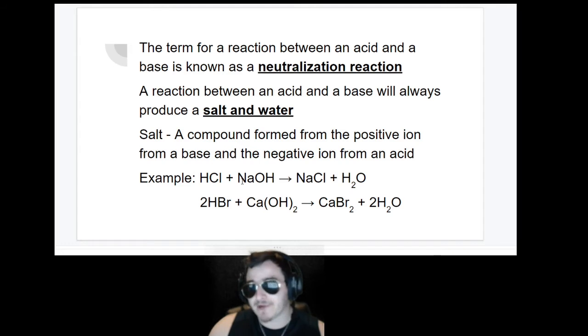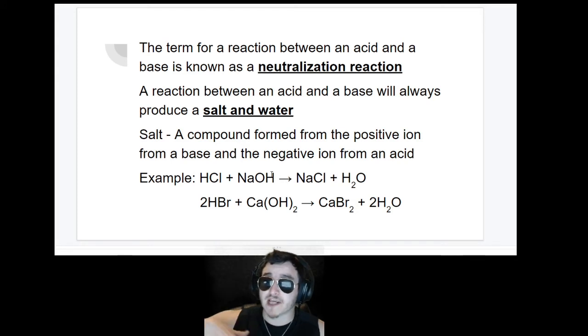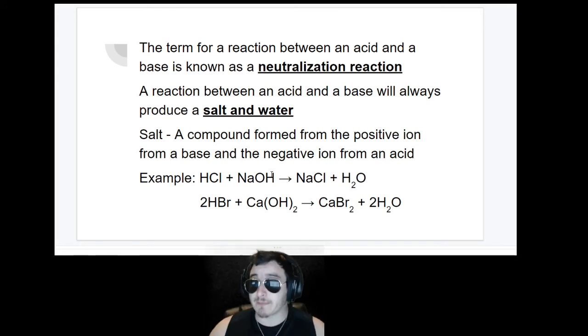And so when we look at this example down here, HCl, hydrochloric acid, and sodium hydroxide, this is a strong acid, this is a strong base. If I spilled one of them on the floor, I'm not going to just immediately take a paper towel to it, because that can easily burn through the paper towel and then burn my hands. I'm not about that life.